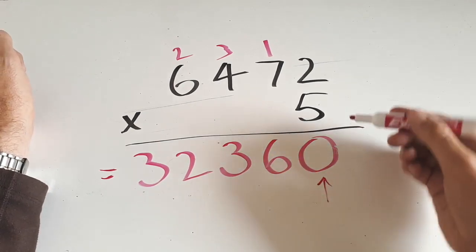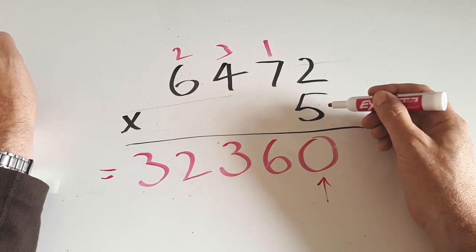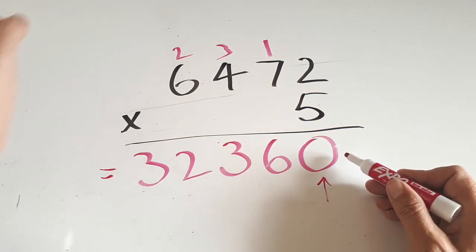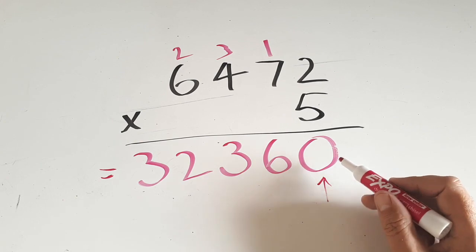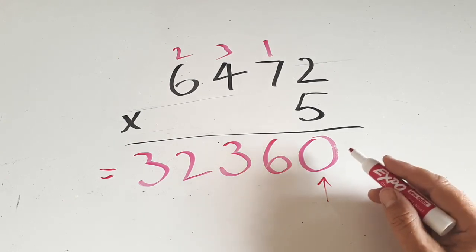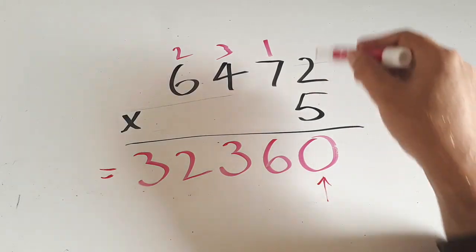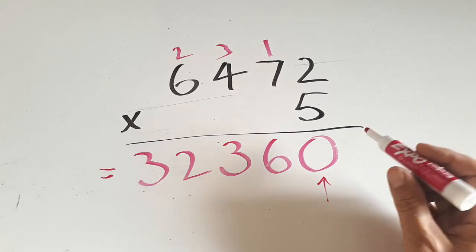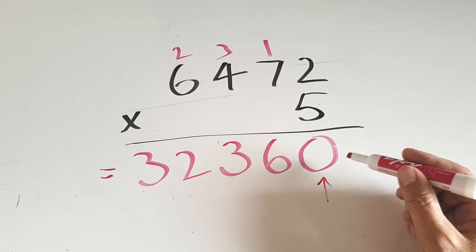Now have a look at the 0 for a second. Anything that you multiply by 5 is going to end in either a 0 or a 5. If your answer ends in another number, you may have to recalculate. You might have got your first part a little bit muddled up. So you know it's in the 5 times table if it ends in a 0 or a 5.